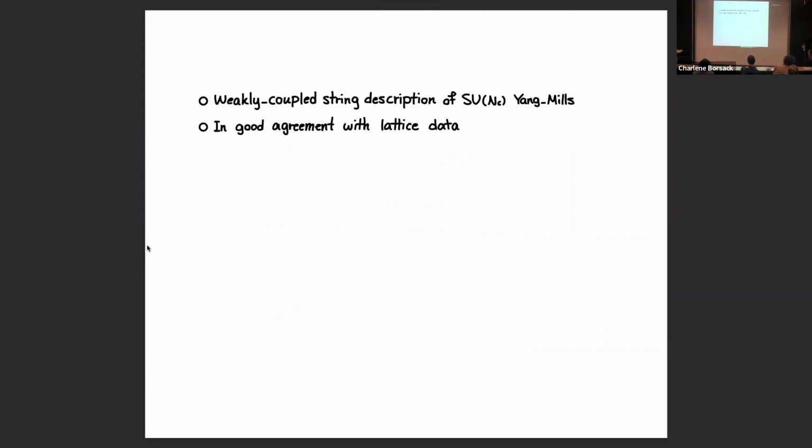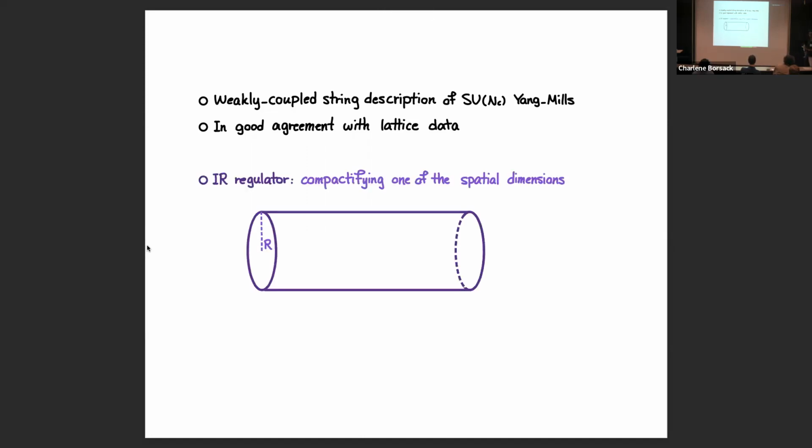In the quest of a weakly coupled string description of SU(N) Yang-Mills which is in good agreement with lattice data, I'm going to discuss and compare two approaches in 2+1 and 3+1 dimensions. But before that, let me quickly mention the observables that I'm going to discuss in this talk.